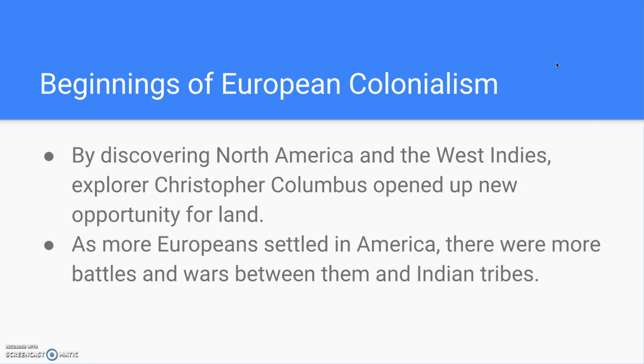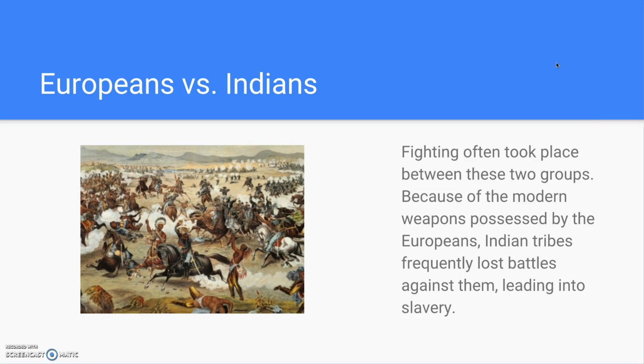So, starting with the beginnings of European colonialism. By discovering North America and the West Indies, explorer Christopher Columbus opened up new opportunity for land for Europeans overall. As more Europeans settled in America, there were more battles and wars between them and Indian tribes. Now, the reason I'm telling you about this is because understanding this short brief history about European colonialism is going to connect to how Native Americans became enslaved.